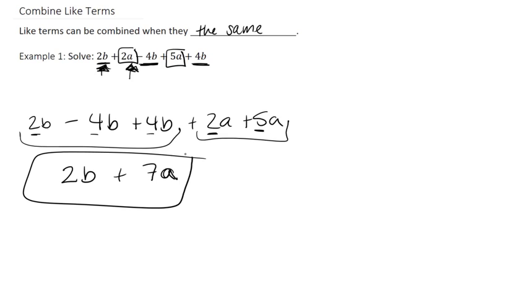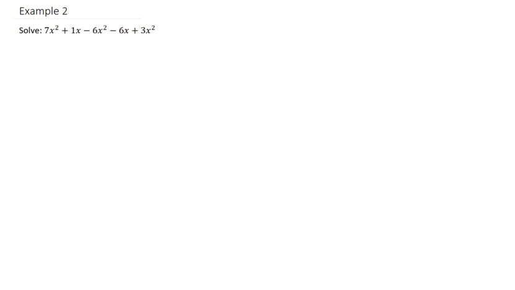Now let's look at another example. Example 2. Solve for the following. So here we have 7x squared plus 1x minus 6x squared minus 6x plus 3x squared. Now we have the same x in each one, except these two are very different. x squared is not the same as x.